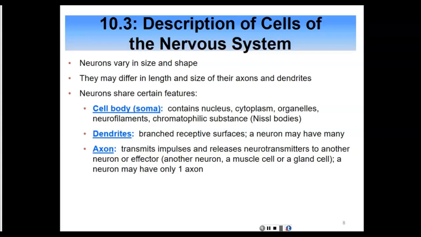Now, off of the cell body are projections called dendrites, and they are branched. It's a receptive surface, meaning it's gaining information. And the neuron could have many of these dendrites. An axon is a projection on another end of the cell body that transmits impulses and releases neurotransmitters or chemicals to another neuron or effector. And the neuron may have only one axon.